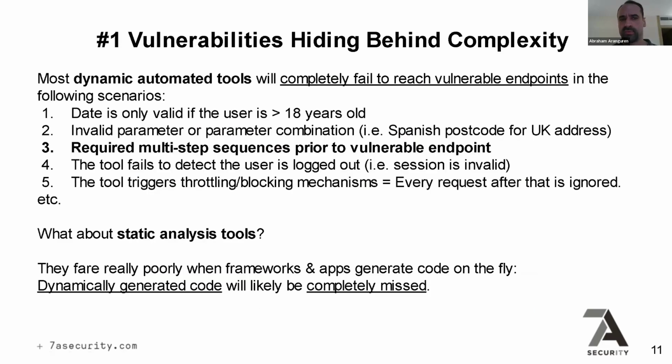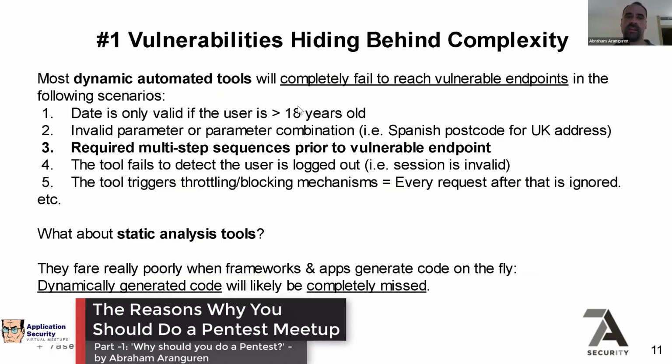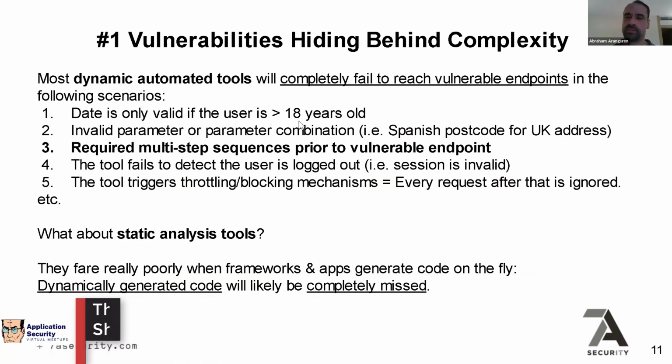One case is when vulnerabilities are high in complexity. Sometimes dynamic analysis tools will completely fail to reach vulnerable endpoints. For example, a date is only valid if the user is more than 18 years old, and the automated tool doesn't enter a valid date, so it will never test the endpoint that processes it afterwards. If you cannot reach the endpoint or call it correctly, you will not be able to find the vulnerability. The same goes for an invalid parameter or parameter combination.